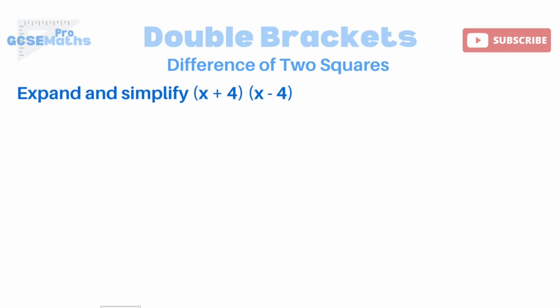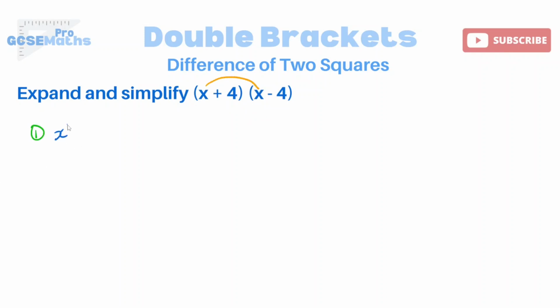Okay, so the second part of this topic for expanding brackets is we're going to do it in the exact same way, but I just want to really highlight a specific type of quadratic. So we've got here difference of two squares. Okay, and I'm going to show you what that means once we've expanded these brackets. So we're still going to do it in the exact same way. Expand and simplify x plus 4 times x minus 4. So exactly the same. Expand.